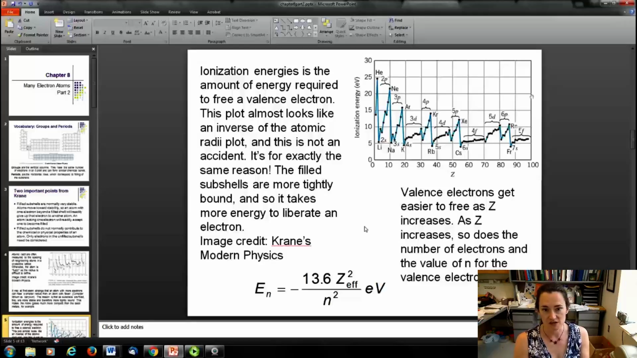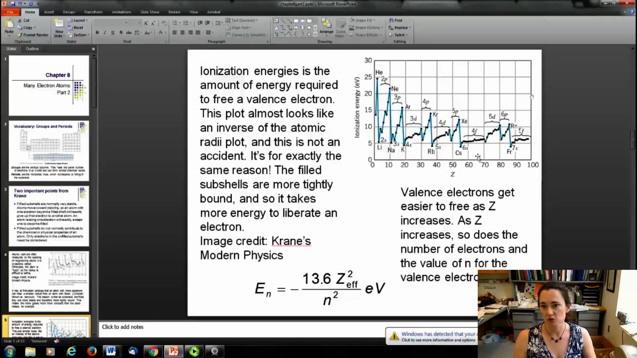If you have a filled subshell, those electrons are more tightly bound, and so it takes more energy to liberate those electrons. So it takes more energy to free it. Whereas if you have something that's very weakly bound, then it doesn't take much energy at all to get rid of it. Now, the valence electrons also get easier to free as the number of electrons or protons in your atom increases. So as Z increases, so does the number of electrons, and therefore the value of their energy level goes up as you add more electrons on.